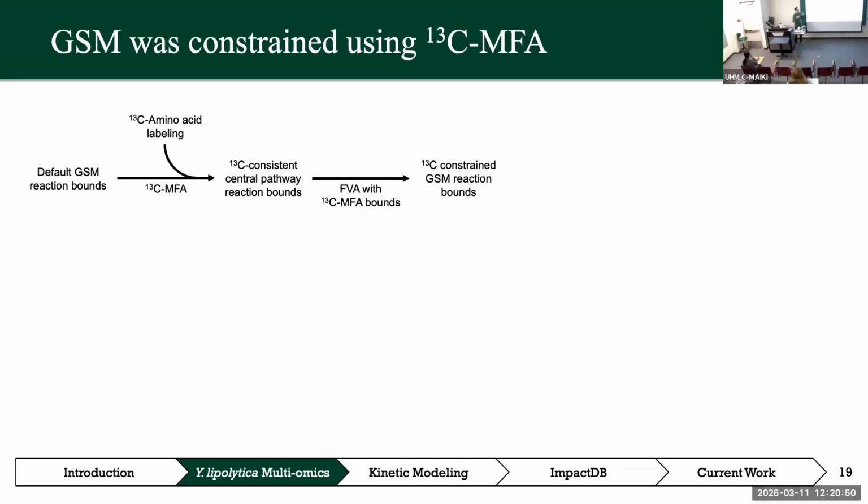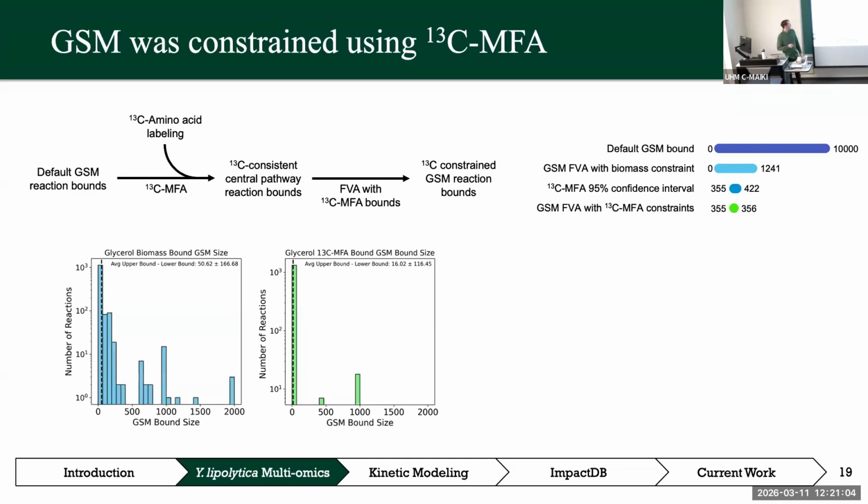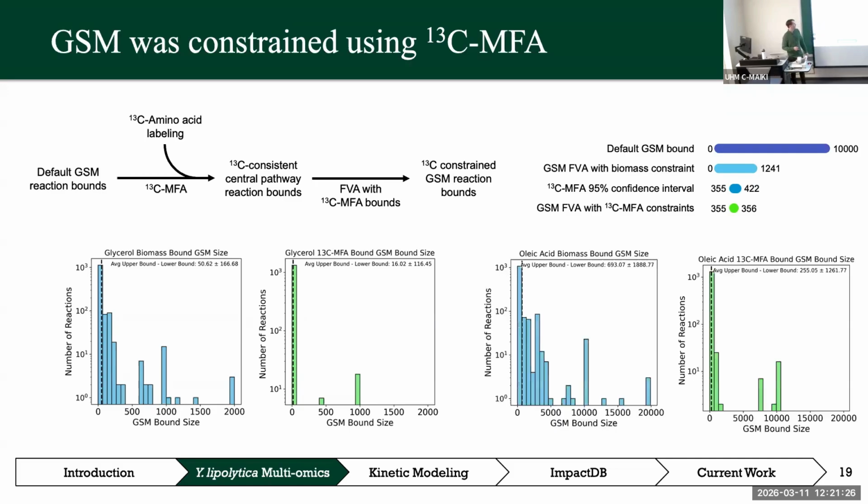That analysis is called flux variability analysis. This is a demonstration showing that when you have default bounds, they're very big, and as you add more and more constraints, they get tighter and tighter. And this is what we saw. When it was not constrained with the 13C MFA, there are a lot of reactions that have very large bounds, but as you add the constraints, all the reactions get pushed to the left, to a smaller bound size. I just want to quickly note that this is a log scale. And we see the same thing with oleic acid.